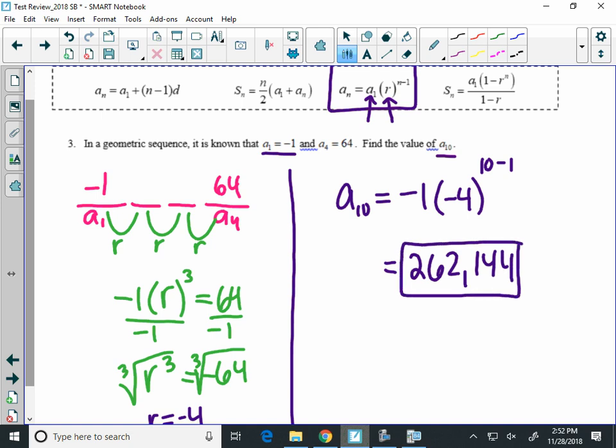So that is number 3. You have to find the common ratio first before you find the 10th term. There are other ways to find the common ratio, but that's the one I like to do.